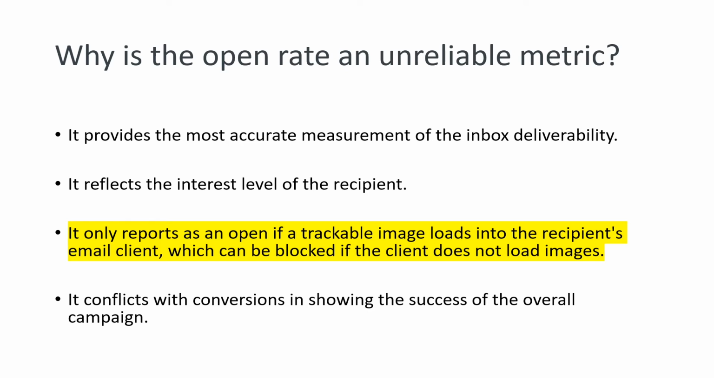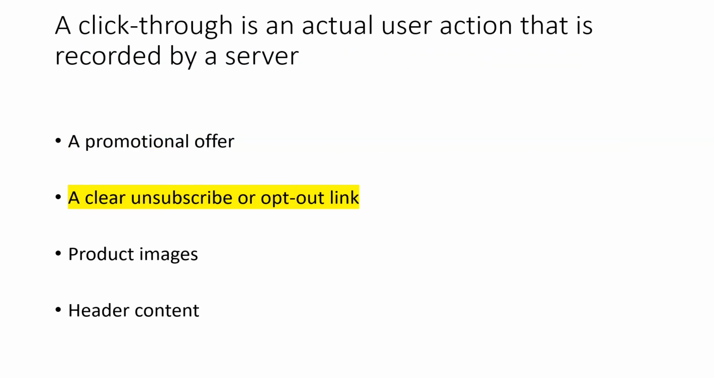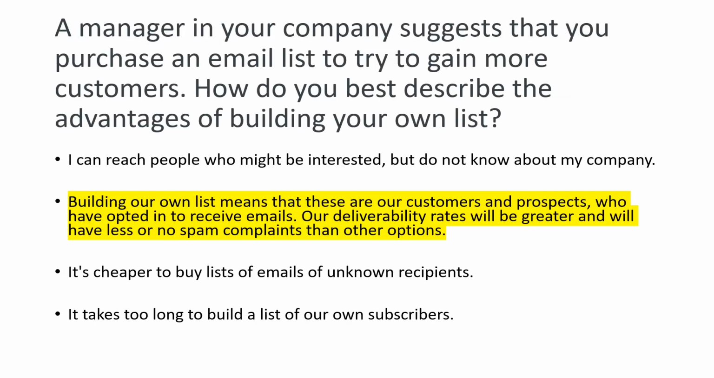212. Why is the open rate an unreliable metric? It only reports as an open if a trackable image loads into the recipient's email client, which can be blocked if the client does not load images. 213. Why is the click-through a good metric? A click-through is an actual user action that is recorded by a server. 214. What must every commercial email include? A clear unsubscribe or opt-out link.